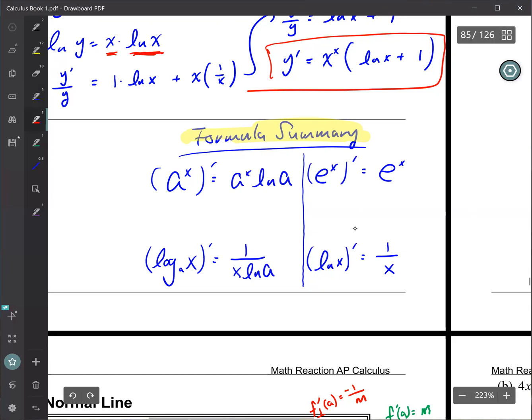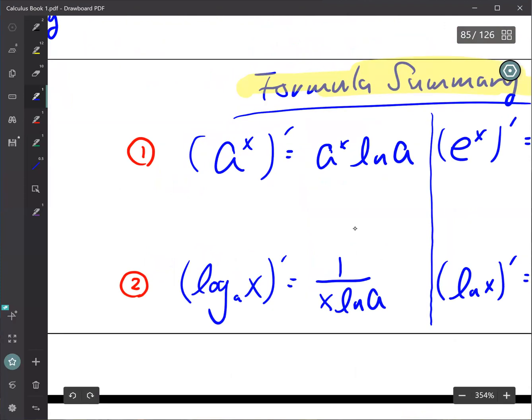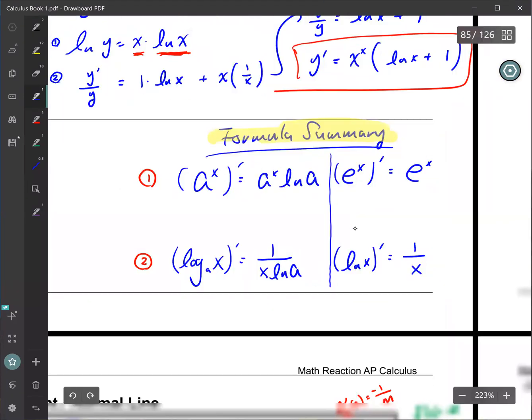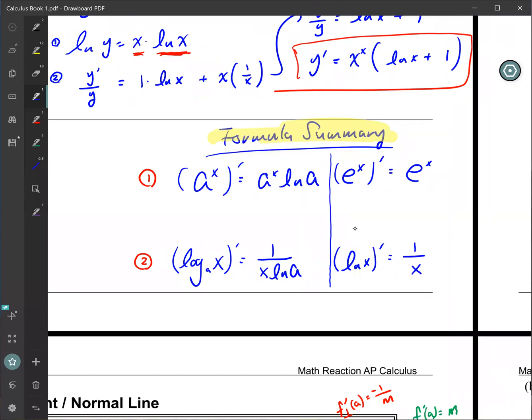I just call this part number one. This is the exponential one. Number two is the log one. So if you think about the left-hand side, if I replace a with e, over here, instead of writing a, I write e, then it will become the right-hand side. You will get e to the x prime equals e to the x ln e. But then ln e will be 1. So that's why it disappeared. So the right-hand side is included inside the left-hand side.